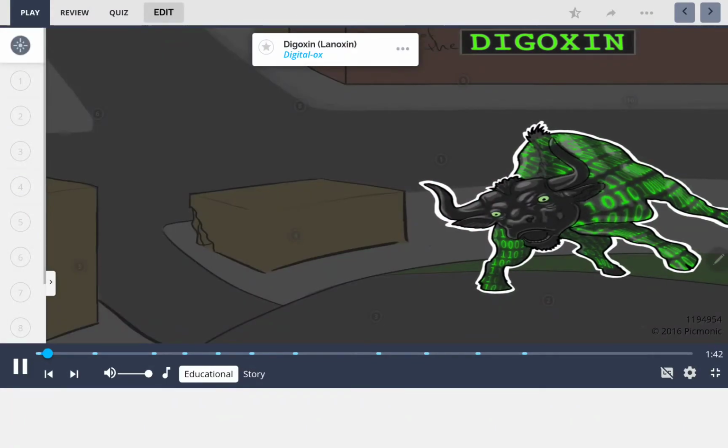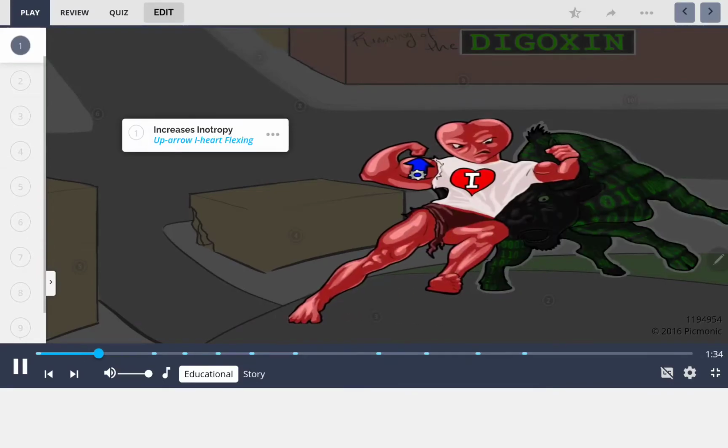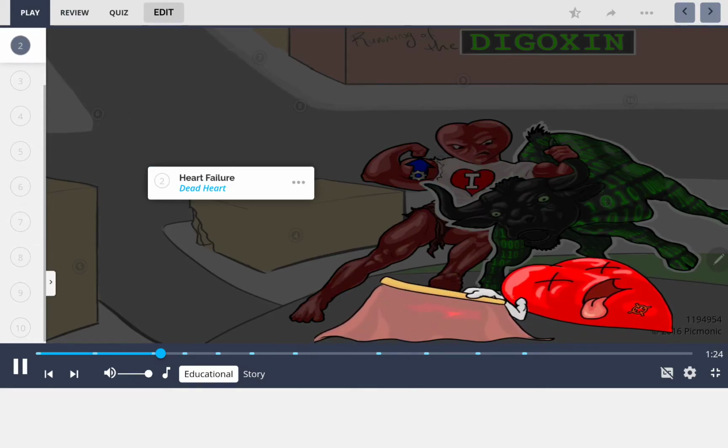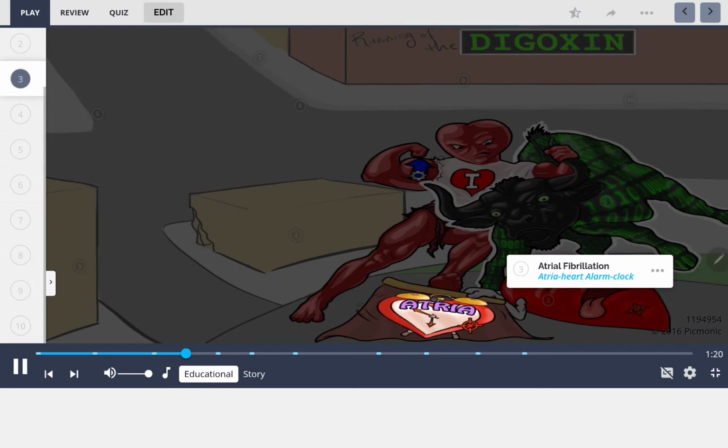Digoxin, which has the trade name Lanoxin, can be remembered by the digital ox running wild, terrorizing the town before finally being wrangled up. This drug works by increasing the force of heart contraction, or increasing inotropy, the up arrow eye heart flexing, who is grabbing the ox by the horns. The ox is chasing the dead heart because digoxin is indicated for heart failure, along with atrial fibrillation, the atria heart alarm clock used to attract the ox.